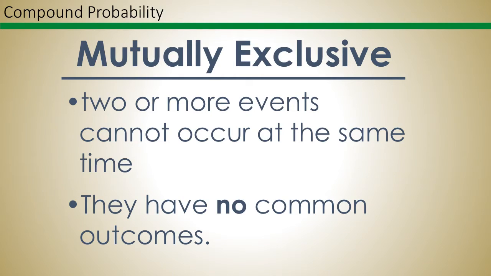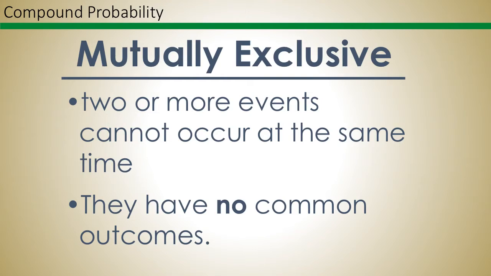Hello everyone, today we're going to be talking about mutually exclusive and inclusive, sometimes people call it the inclusive overlapping events, and finding probability of those things. So first, let's talk about mutually exclusive. Mutually exclusive means that two or more events cannot occur at the same time. That means they have no common outcomes.